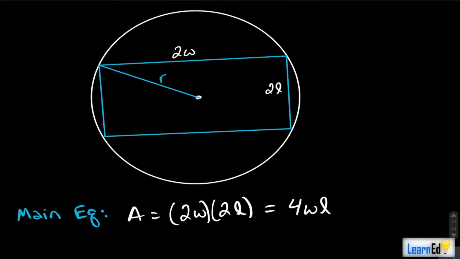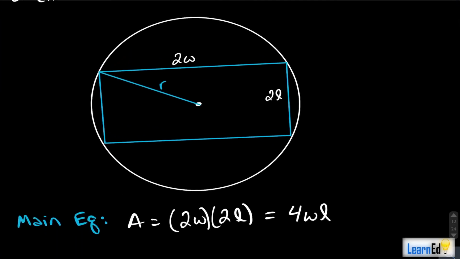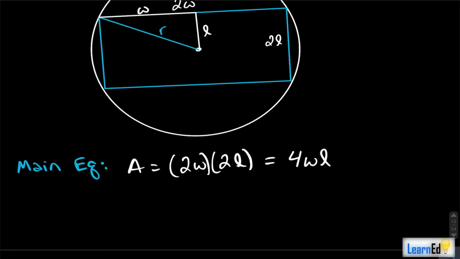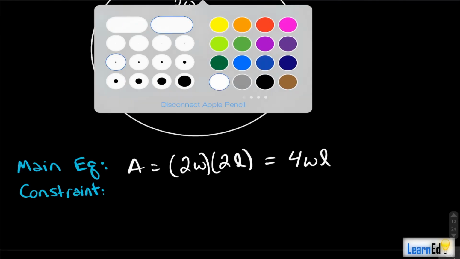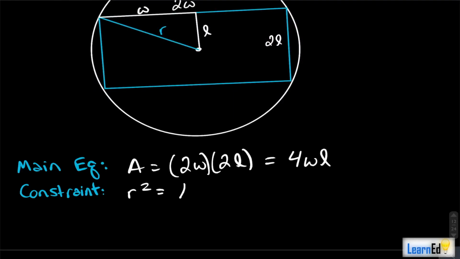The only way I can think of to incorporate this would be to use the Pythagorean theorem. And that's why I used 2w and 2l, because I'm going to use these distances here. This distance is L, this distance is W. And so our constraint equation is going to be that R squared equals L squared plus W squared.